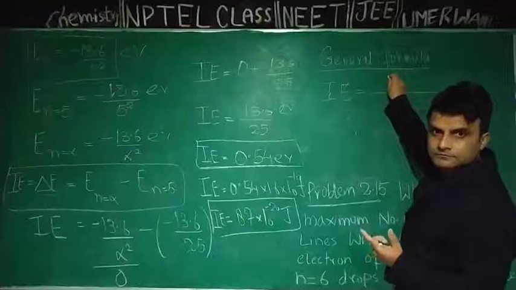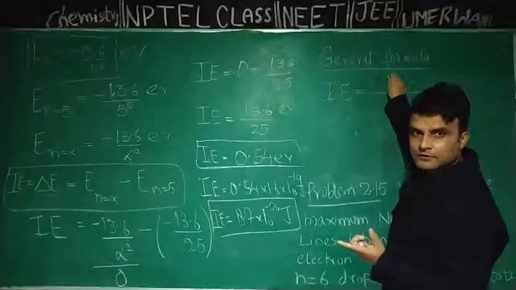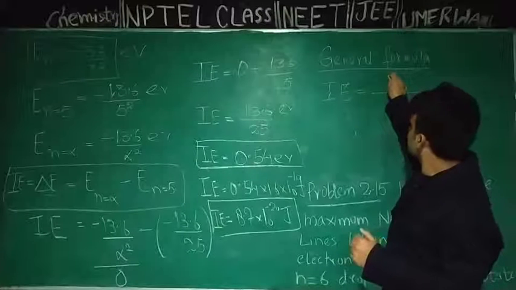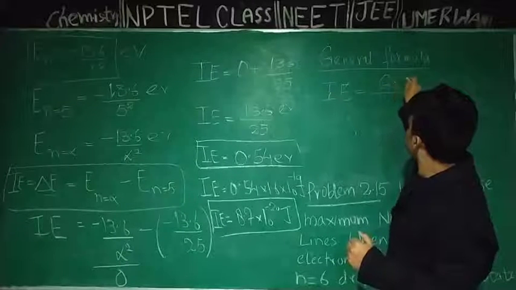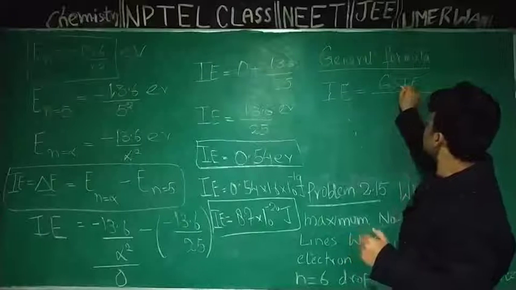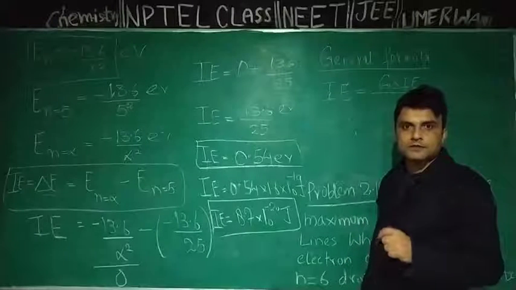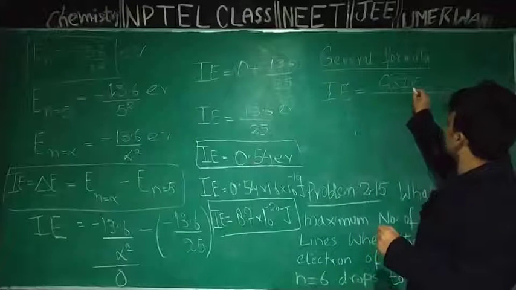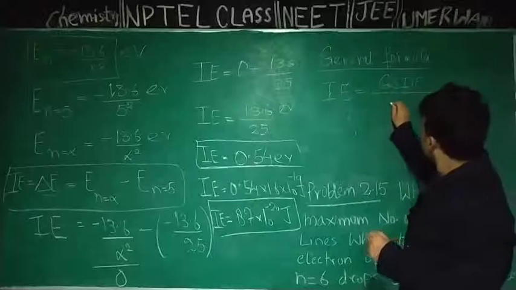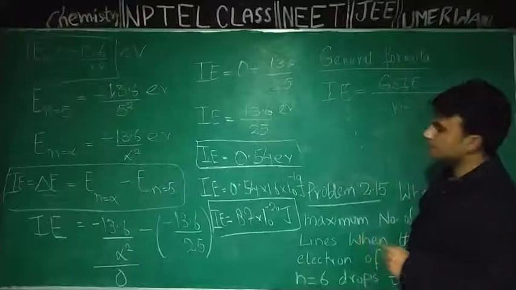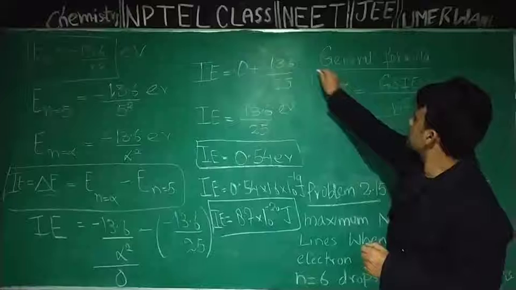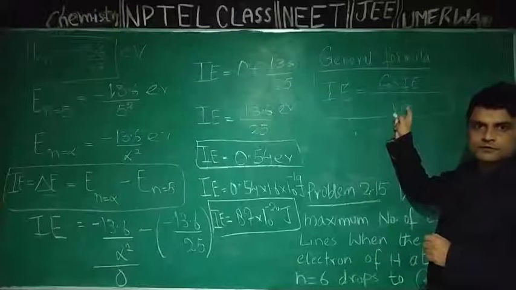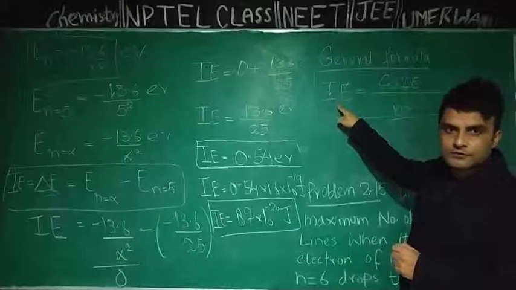Ionization energy is equal to the ionization energy of the hydrogen atom in its ground state, I may write ground state ionization energy, the ionization energy of the electron in the ground state, I mean when the electron is present in n equal to 1 in the hydrogen atom, the ionization energy at that time, divided by n square. The electron is present in the nth orbit of the hydrogen atom. Now we have to calculate the ionization energy of such a hydrogen atom.